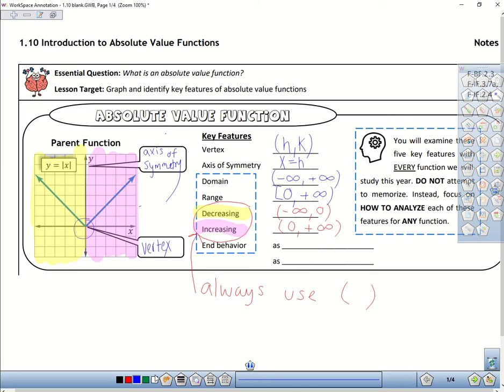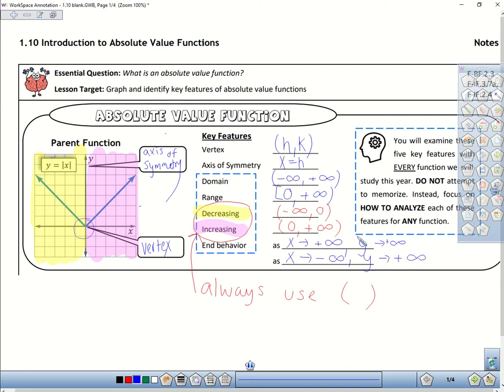So how you write that mathematically is you say, as x goes to positive infinity, y also goes to positive infinity. As x goes to negative infinity, y goes to positive infinity.